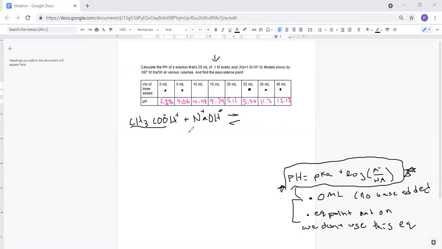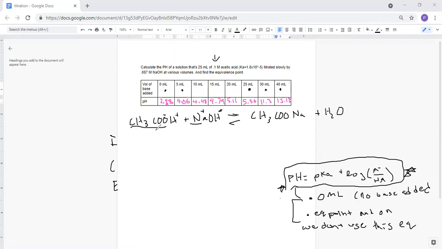So positive and positive don't go together. Negative and negative don't go together. The opposites go together. These go together to make our salt. These go together to make our water. So we're going to get our salt, also known as our conjugate. And here is water. So salt and water is always the result of these reactions. All right. So now we can do an ice table and figure out what our pH is eventually, but we have to do the ice table first.